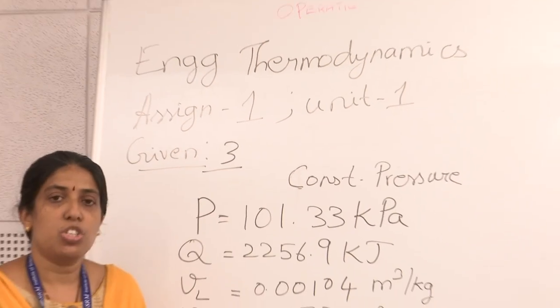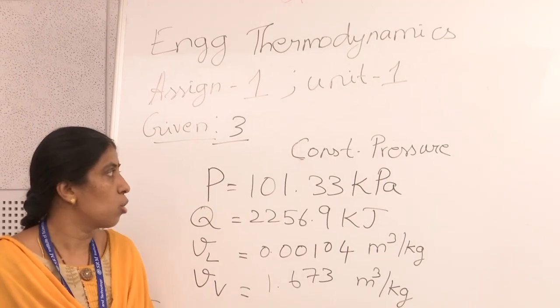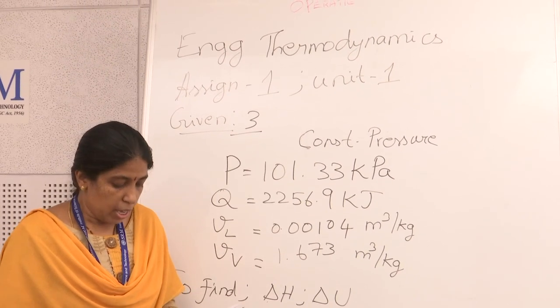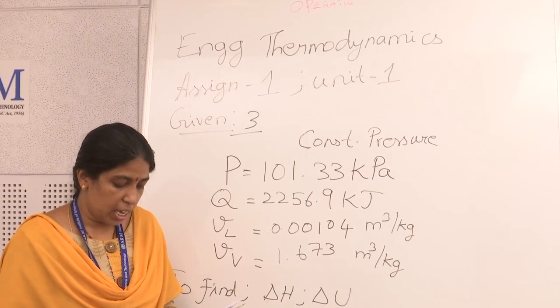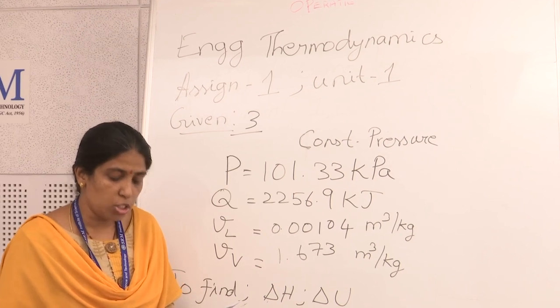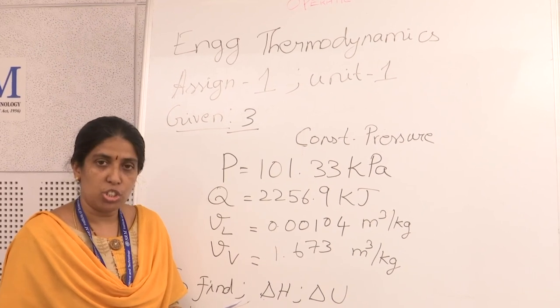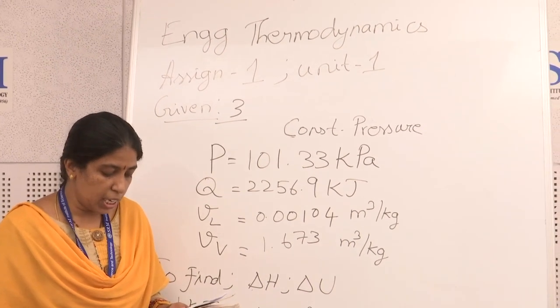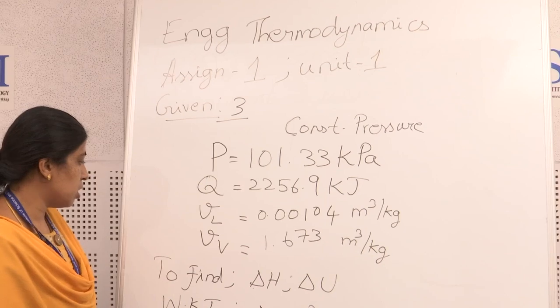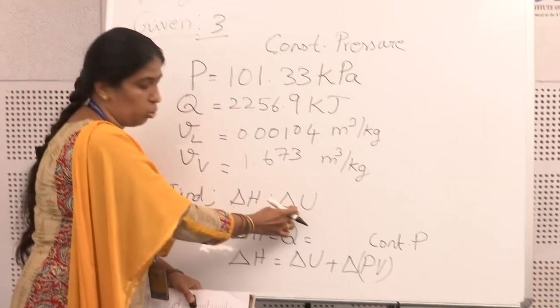Illustration of the first law of thermodynamics. Question number 3 is for illustrating the first law of thermodynamics. Calculate del U and del H for 1 kg of water when it is vaporized at constant pressure and temperature of 101.3 kilopascal and 100 degrees Celsius. So what we need to find here is del H and delta U.